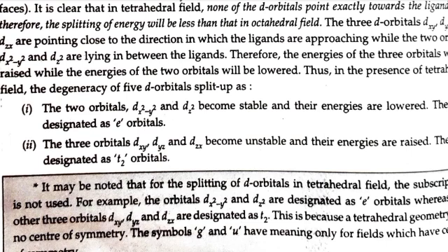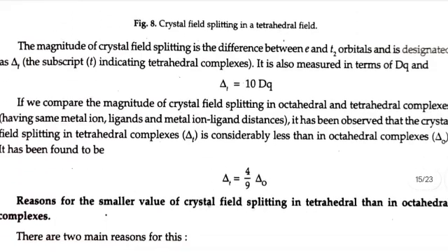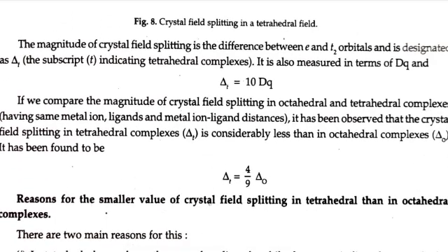These are designated as E orbitals. The three orbitals dxy, dyz and dzx become less stable and their energies are raised. These are designated as T2 orbitals. The magnitude of crystal field splitting energy, the difference between the E and T2 orbitals, is designated as delta T. It is also measured in terms of Dq, and delta T is equal to 10 Dq.